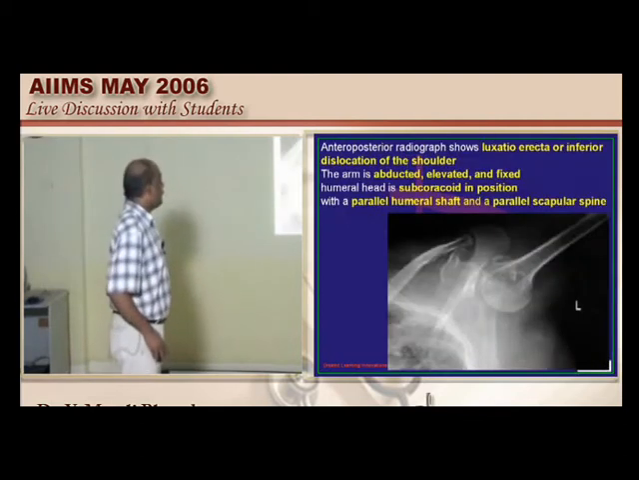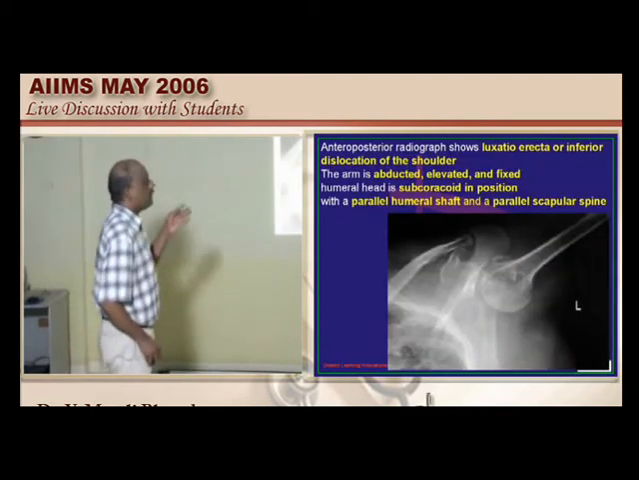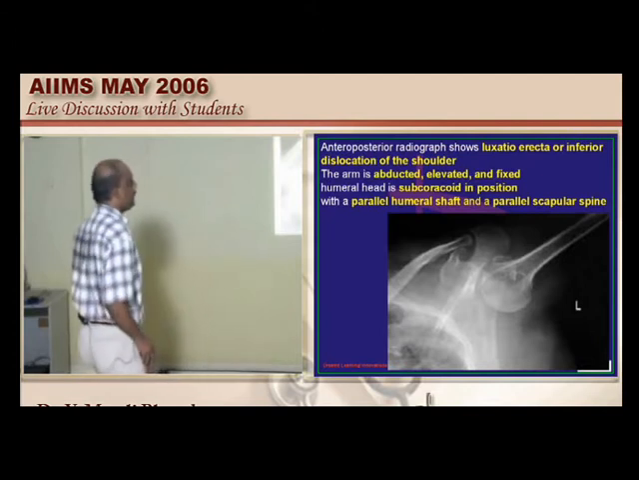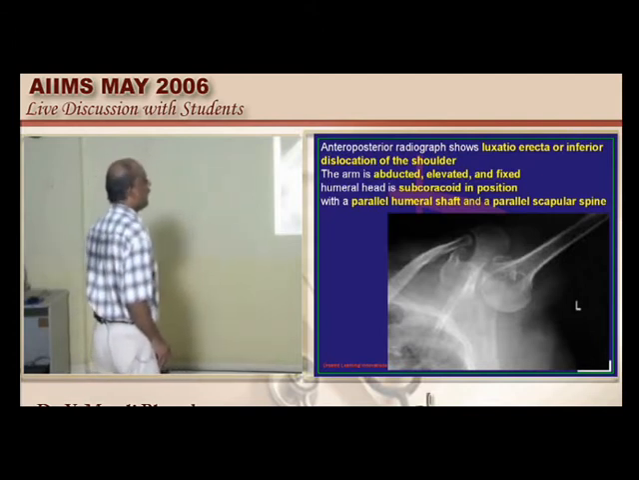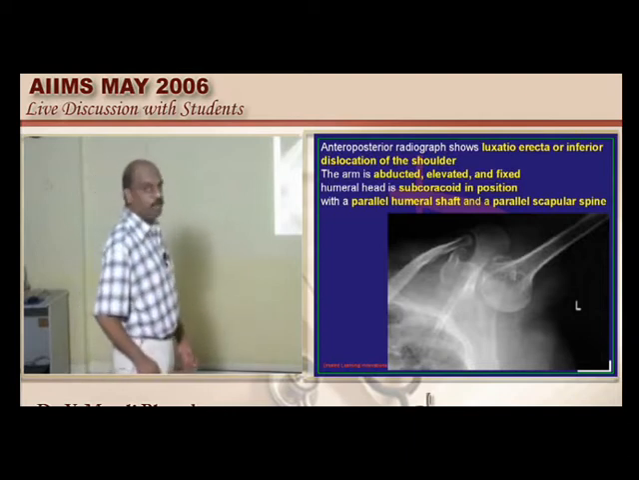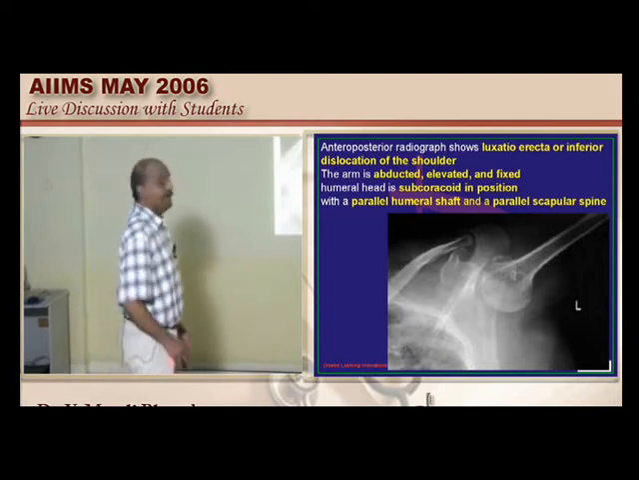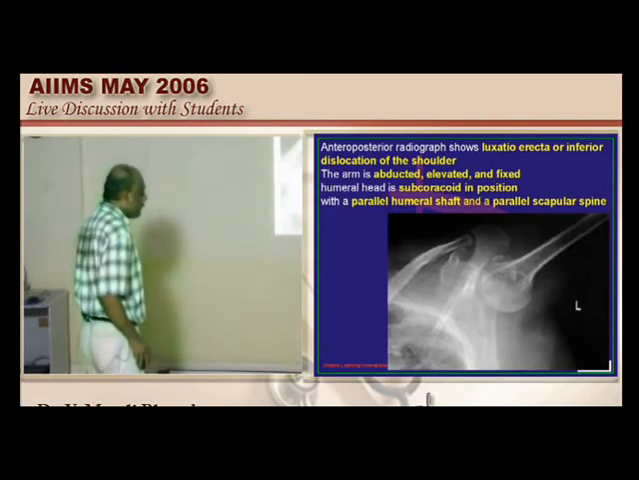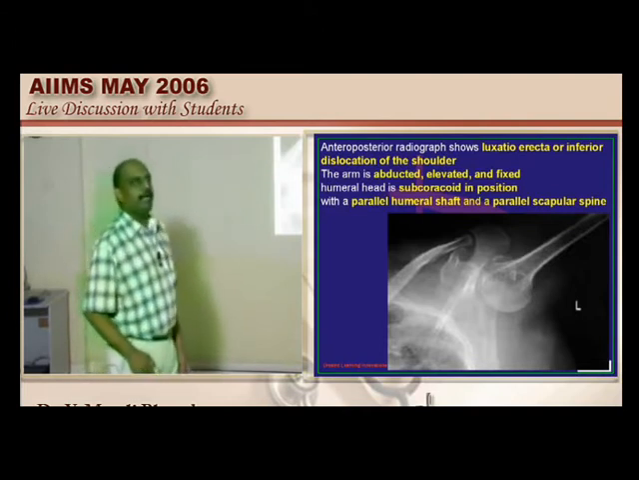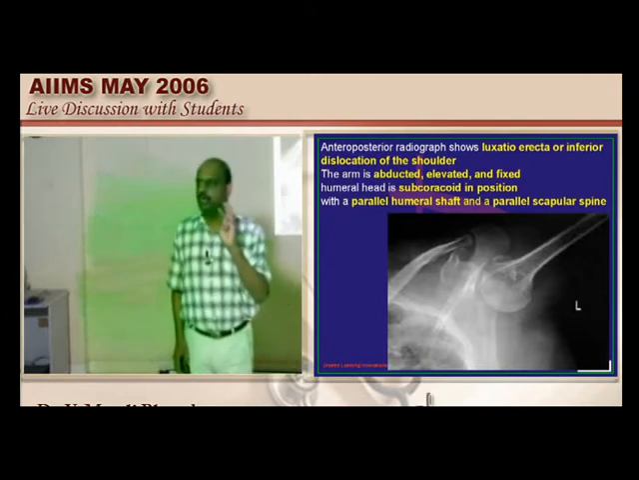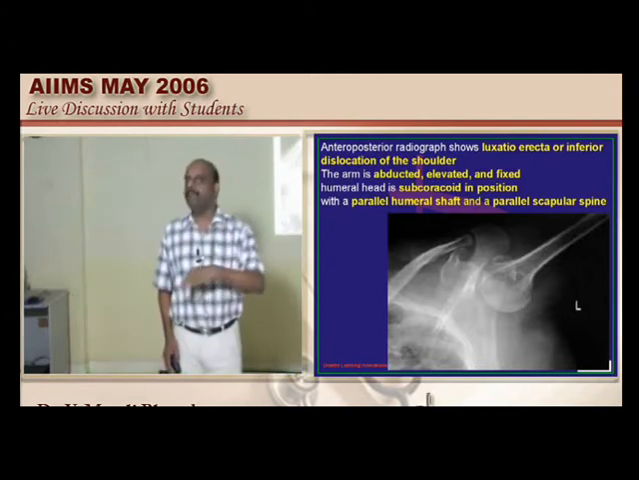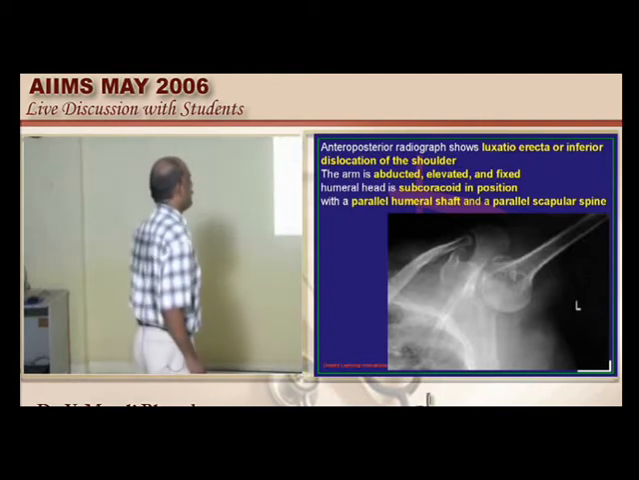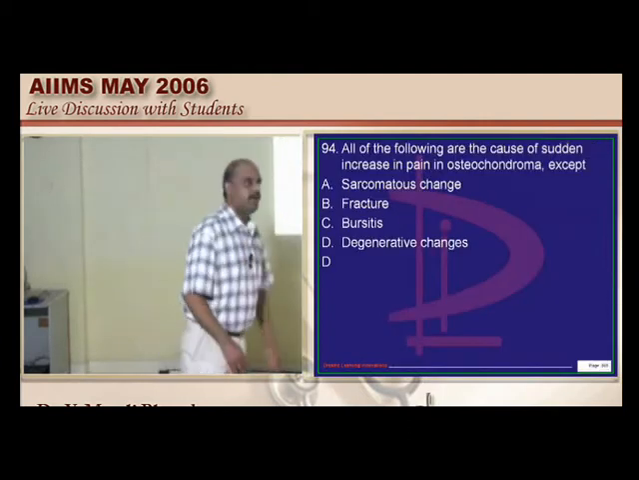Now this is the next important type of dislocation, called inferior dislocation of the shoulder joint, otherwise called luxatio erecta. What you can see is the arm is abducted, elevated and fixed, and the humeral head is in a subcoracoid position if you take a radiograph. Now you know how the anterior, posterior, and inferior dislocation of the shoulder typically look, which is what I want to underscore. Let's go to the next question.